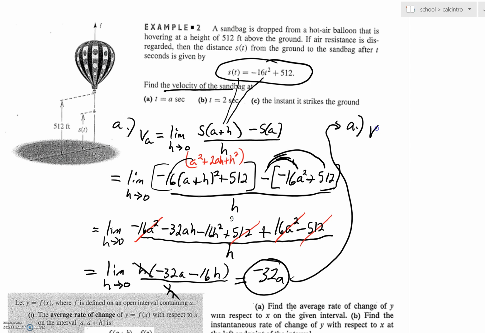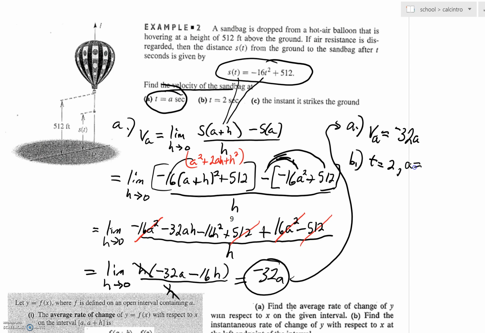Guys, here's what we're really talking about for part A. We're saying, hey, you want to find the instantaneous velocity? It's negative 32a, where a was the number of seconds that we are working with. So for part B, they're going to say, well, that's all well and good if you have a formula, but I want to plug in t equals 2. That is, you're really saying, let a equal 2. That's literally what you're saying.